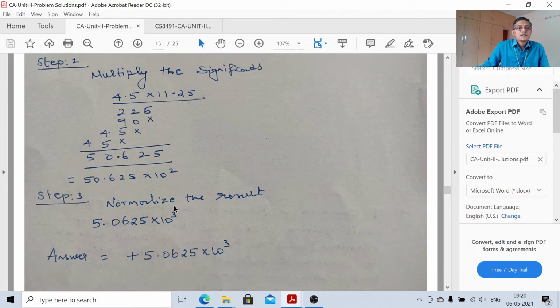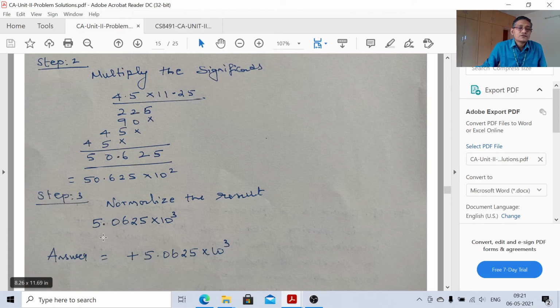Now, what is step 3? Step 3 is very important. Normalize the result. The product we have got is in unnormalized notation. Why is it unnormalized? There should not be any leading digit to the left of the decimal point beyond one nonzero digit. If a number has extra digits to the left of the decimal point, it is an unnormalized number. So we need to shift it, here in this case, one digit to the right of the decimal point so that the obtained product becomes normalized.